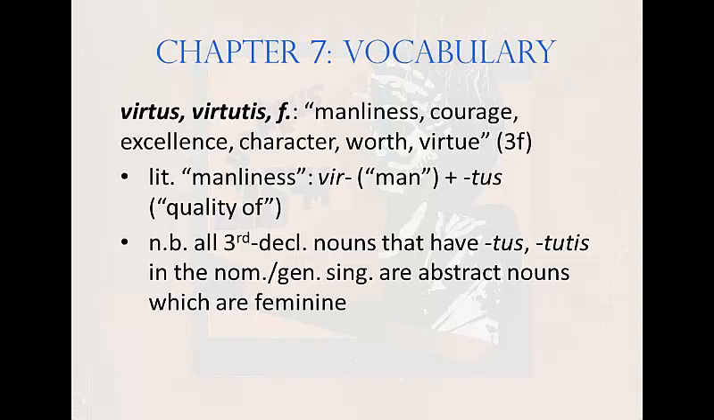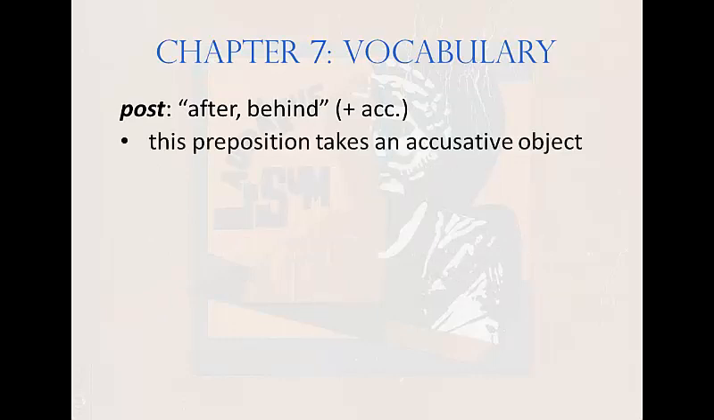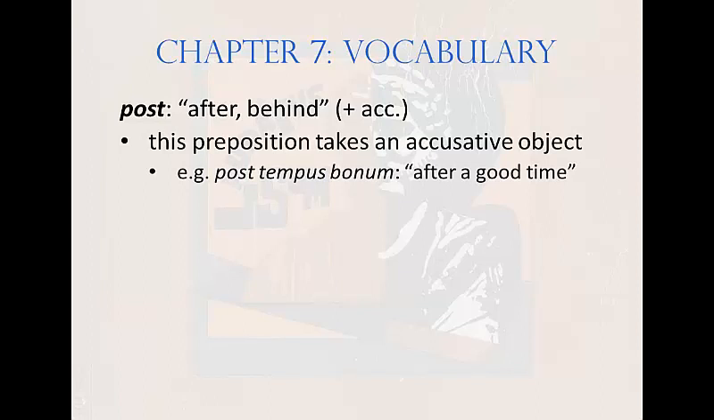The next word, post, is a preposition meaning behind or after. It takes an accusative object. So, for instance, you might say, post tempus bonum, after a good time. And if the word tempus in that phrase were underlined, and I asked you what case it is and why, you would answer, it's accusative, because it's the object of the preposition post.